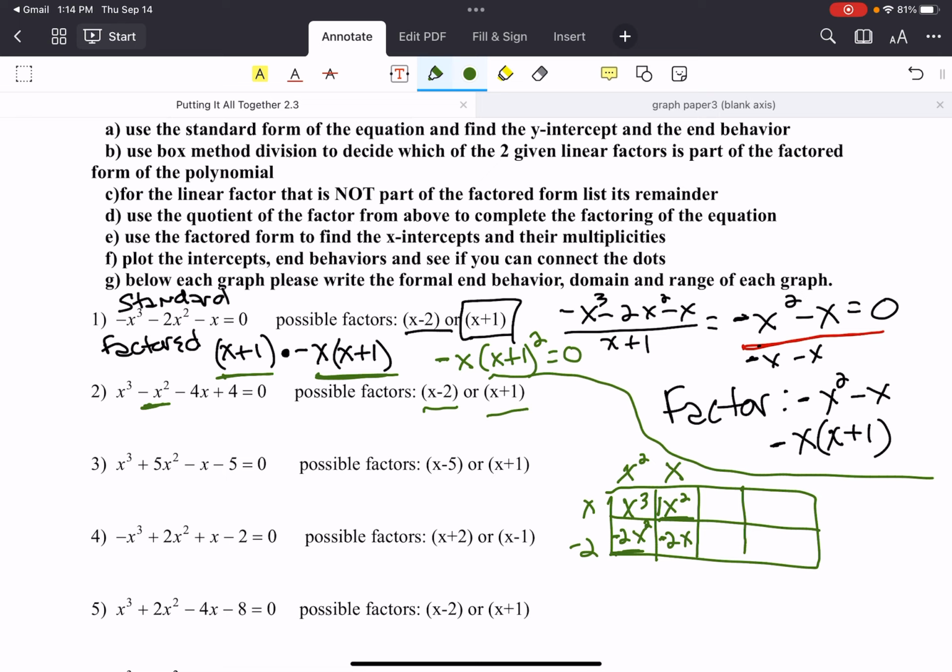Okay, hold on. So then these combine to be the negative 4x, right? Negative 2x.